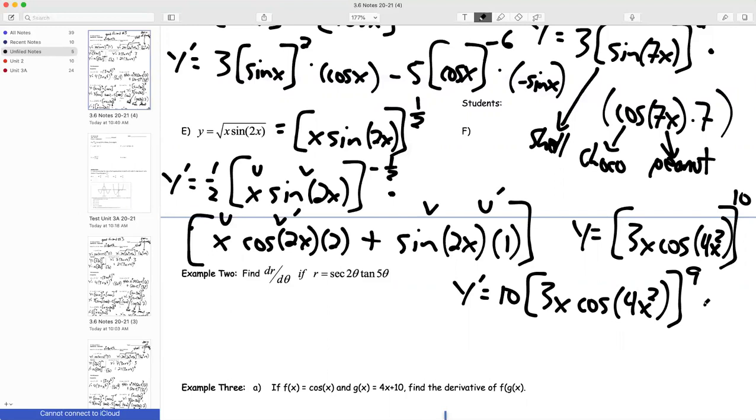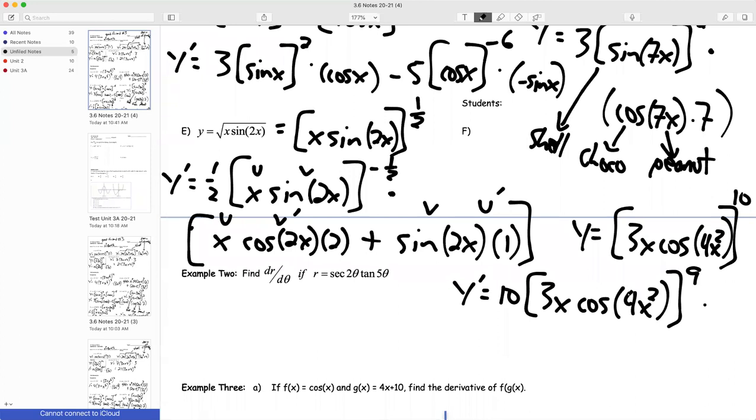All right, here we go. Come back together here for a second. I have the 10 comes up front. I bring down the 3x cosine of 4x squared. Subtract 1 from the exponent, which gives me 9. Now I'm going to multiply by the derivative of what's inside here.